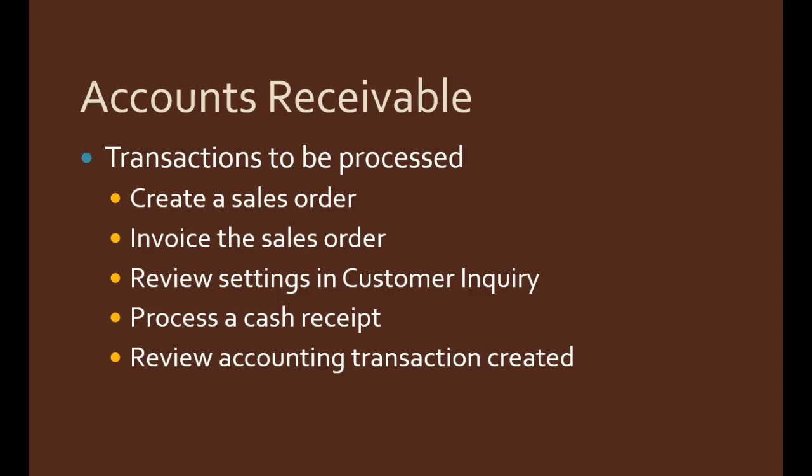So let's review what we did. We created a sales order for $100, and then we invoiced that sales order. We saw that the revenue and accounts receivable were posted for 130 Canadian. We took a quick look at the customer inquiry screen to see what that looked like. Then we processed a cash receipt on a different date so we could see how the exchange gain or loss was calculated. Then we went to customer inquiry to take a look at the invoice after it was fully paid.